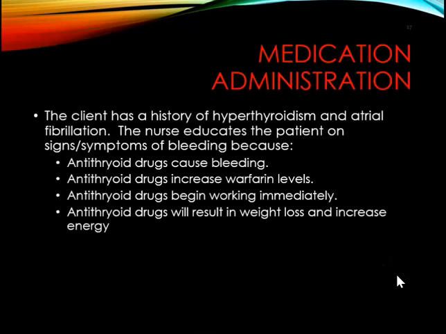Your client has a history of hyperthyroidism and atrial fibrillation. The nurse educates the patient on signs and symptoms of bleeding because number 2 is correct, because it causes an increase in the anticoagulant effect. You want to educate your patient on reporting signs of bleeding and compliance with any Coumadin lab monitoring.